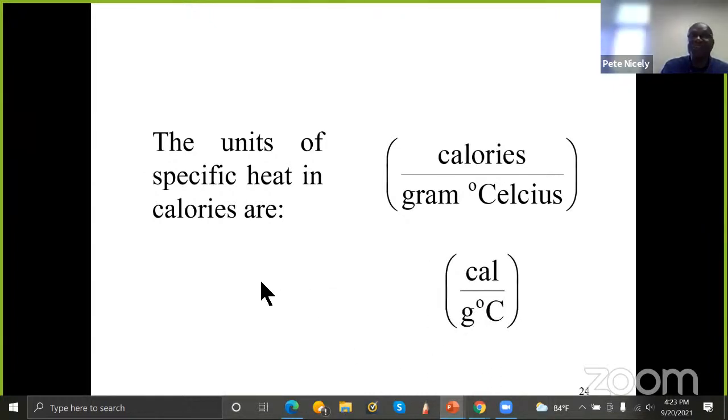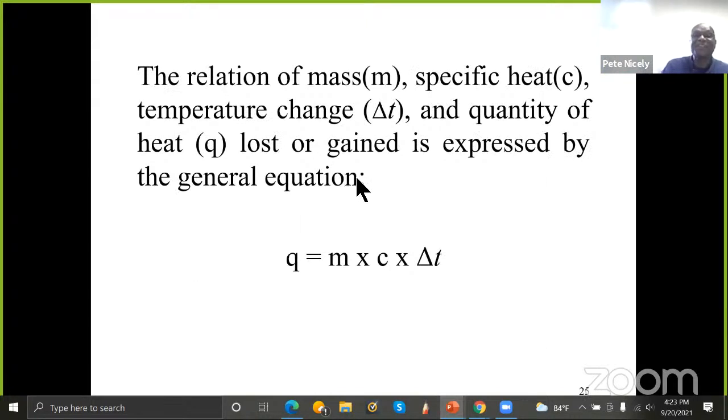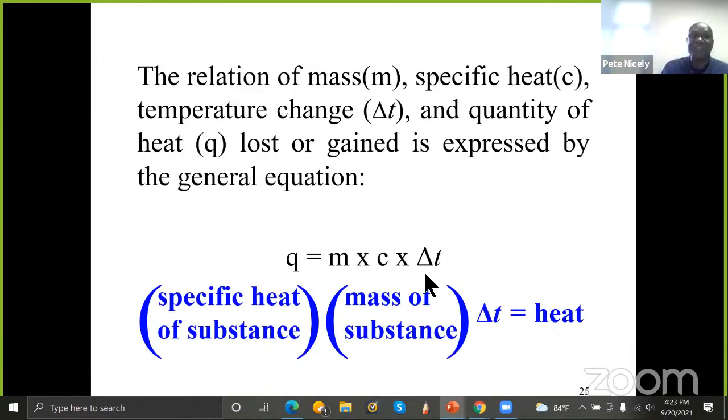So again, it depends on the units that you're going to use for representing the heat part of this arrangement right here. And in terms of the relationship between the mass, the temperature, the specific heat and the amount of heat, it is given by this equation right here. Now, Q represents the amount of heat lost or gained. M is the mass, which is usually expressed in grams. C is the specific heat, and delta T would represent the change in temperature, all right? So that's basically the equation right here.